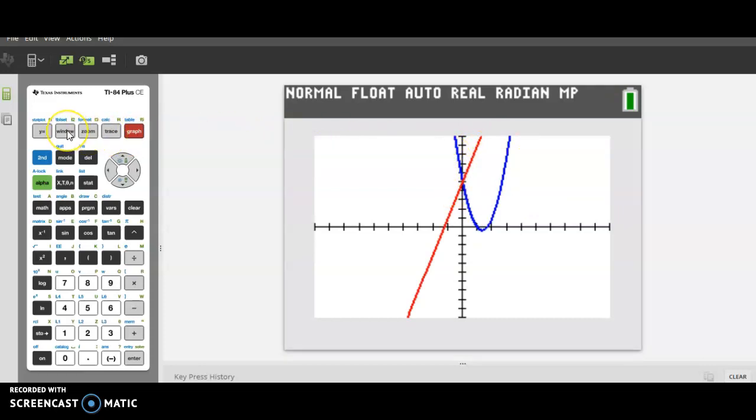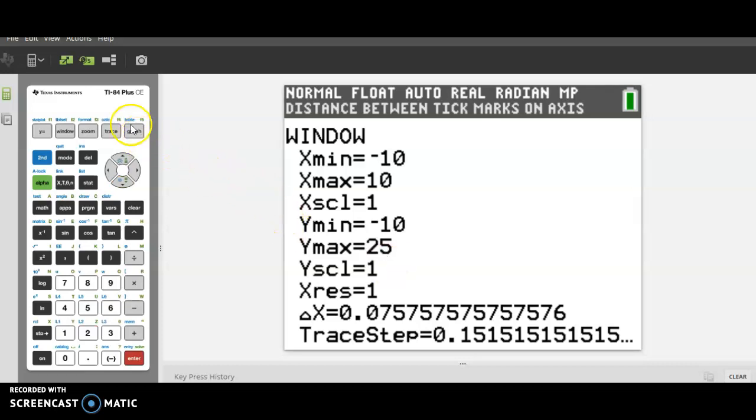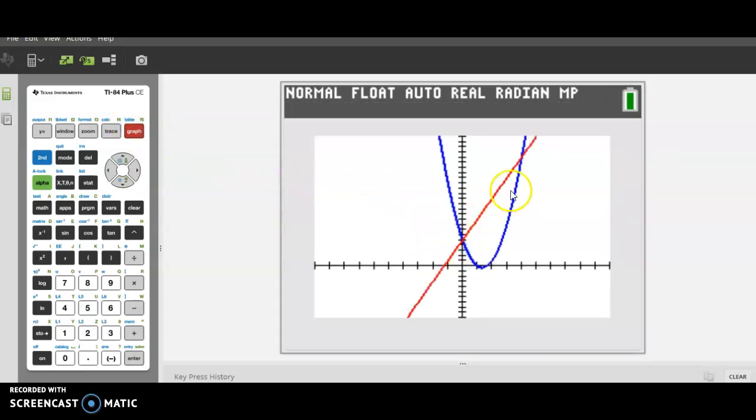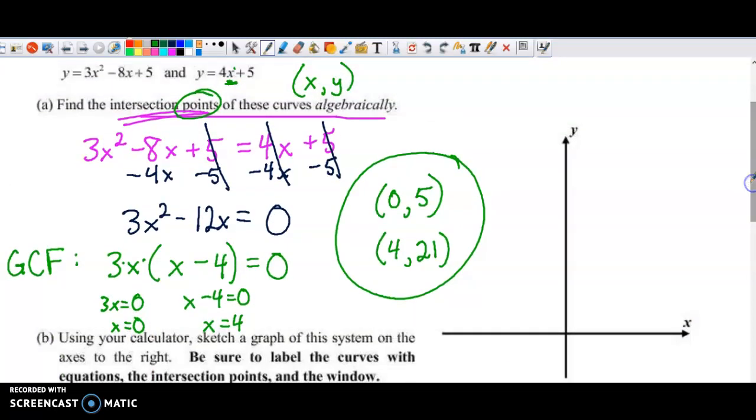And the reason why we can't see everything is my window is in the normal -10 to 10. But remember, we said that they intersect each other all the way up at y is 21. So maybe change your y max to be 25. And so now when I look at this, I do see the points of intersection. And if you look closely, it appears to be 0, 5, and 4, 21. And it might be a while since we've done this to think about why the y-intercept is at that ordered pair.